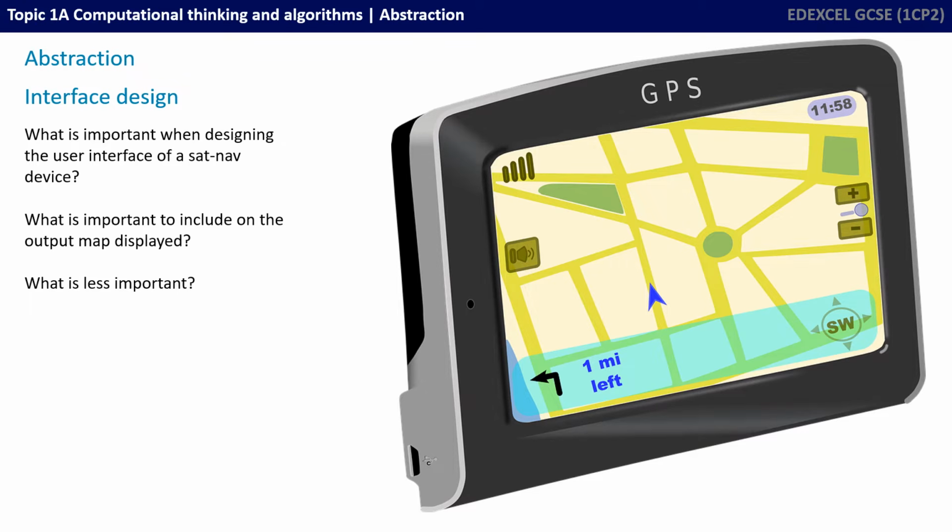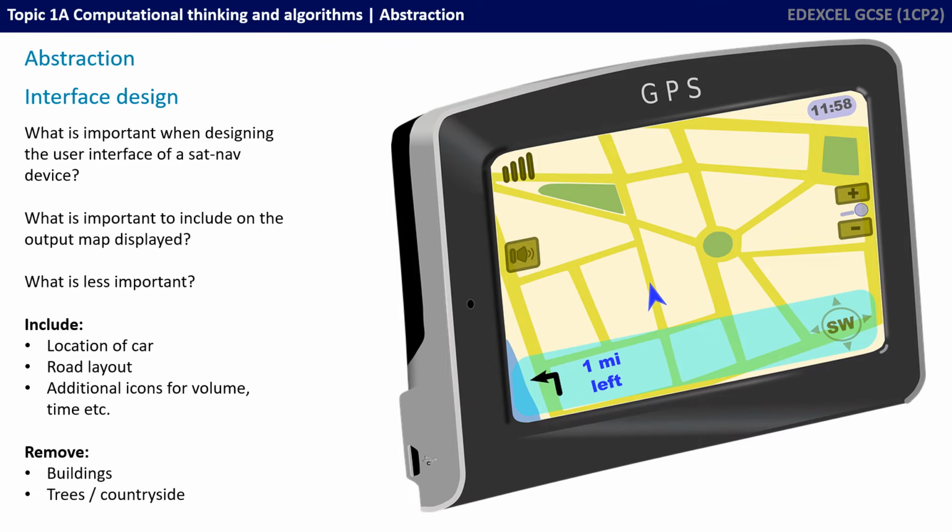To understand abstraction, let's consider the creation of the software for a satellite navigation device. When designing the user interface, we have to think about what's important to include in terms of the inputs and in terms of the output map. We need to think about what to include on that map and what's not important and therefore not worth including.